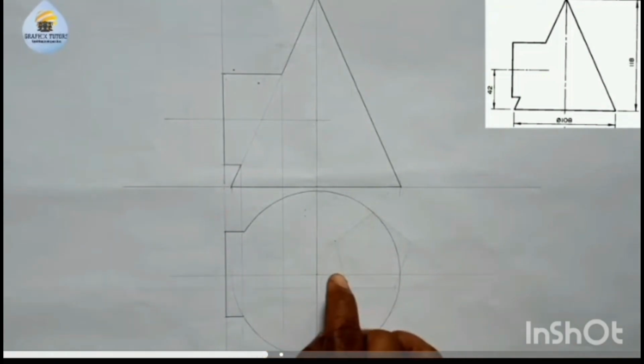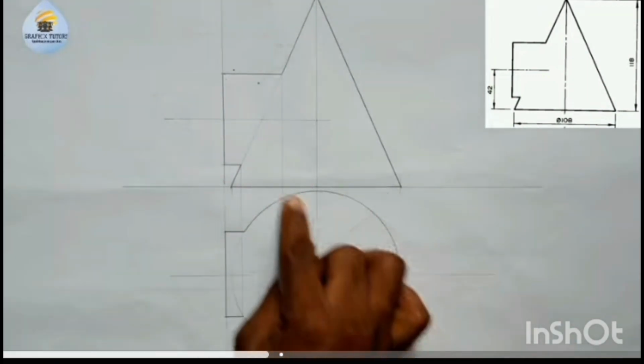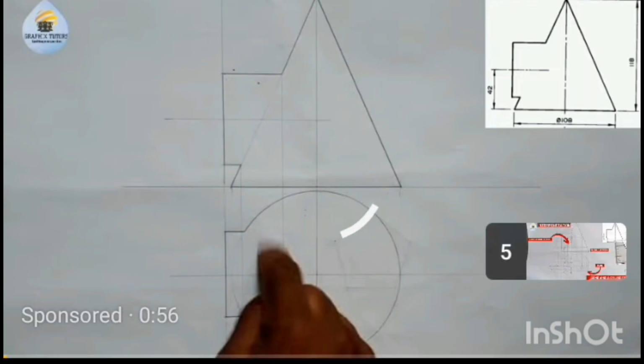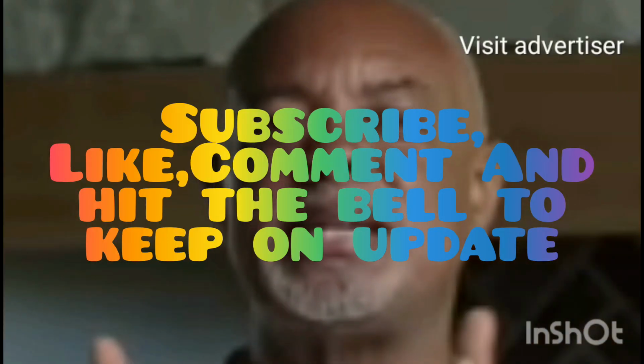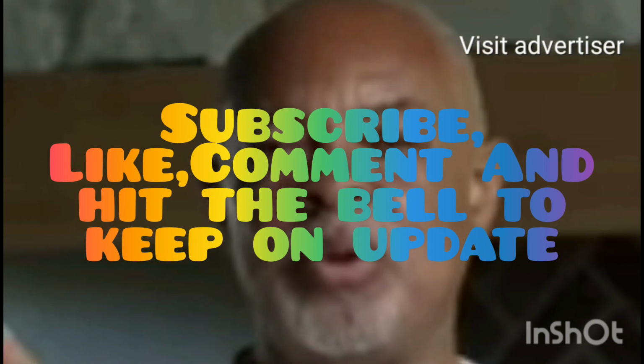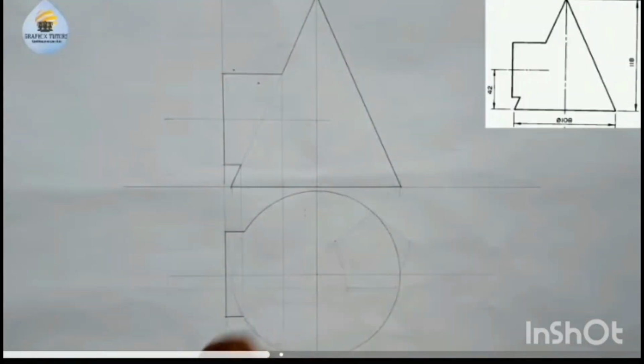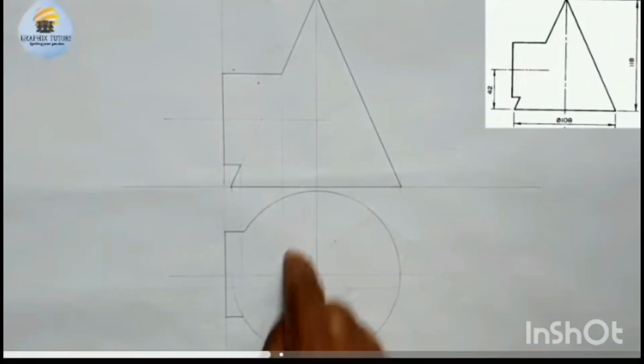Well, now we need to draw the interpenetrating arc. Brothers and sisters, this is a new year. But for you, what is going to make this year different from last? Arc, both at this side and at this side.